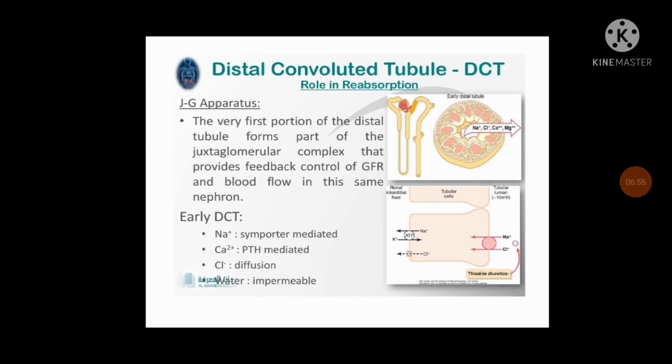Okay, and at the same time the DCT also has active transport of sodium and chloride. Okay, so sodium is also actively transported with the chloride. Okay, and the thiazide diuretics act as a diuretic by blocking this channel. Okay, so if you're blocking the sodium chloride channel here, the sodium chloride is not absorbed, so with that water is also not absorbed, so an excess amount of sodium and water is lost in the urine.